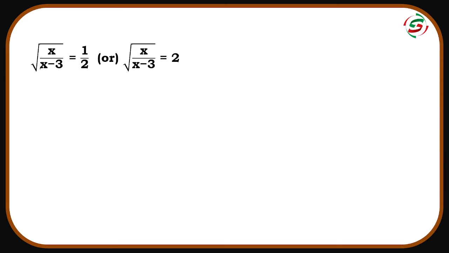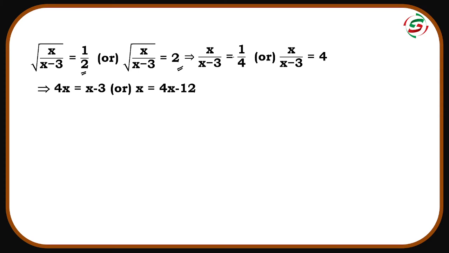Now we can write root of x divided by x minus 3 as 1 by 2. By squaring on both sides, this becomes x divided by x minus 3 equal to 1 by 4. Again cross multiplying, 4x equal to x minus 3, and x equal to 4x minus 12.